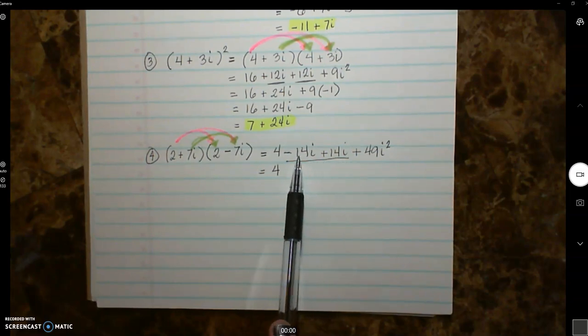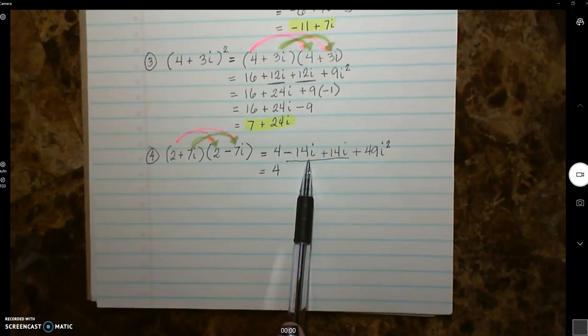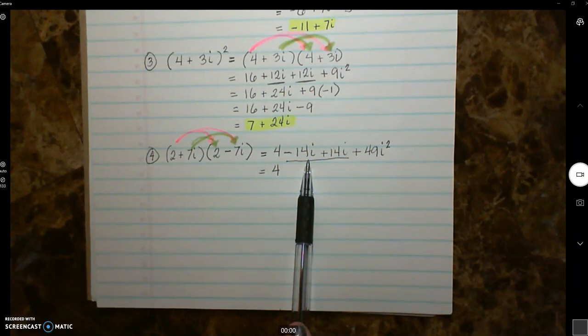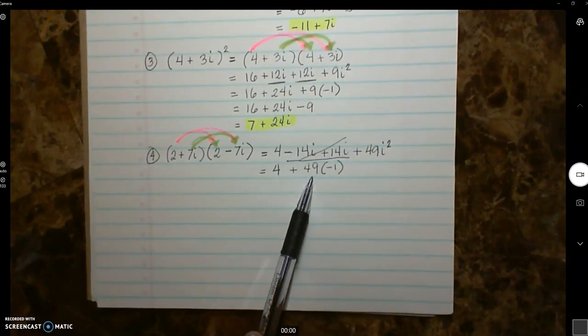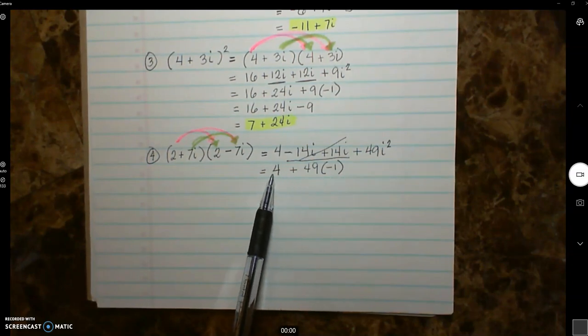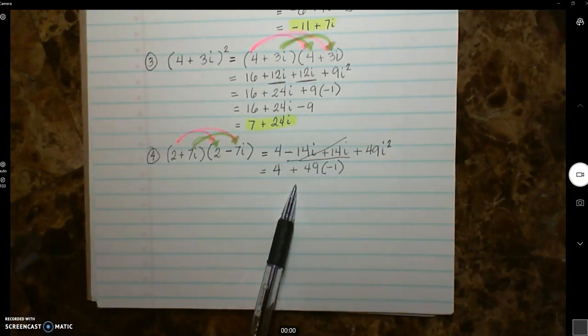However, if you take a look at this, these are actually inverses. We have a negative 14i plus 14i. Guys, this will turn to 0. Therefore, you will just bring this down. And we have been repeating this over and over again, that i squared is negative 1. So therefore, this is how it's going to look like. You're going to multiply 49 with negative 1, and that would be negative 49.